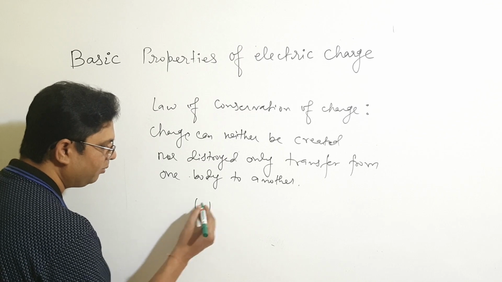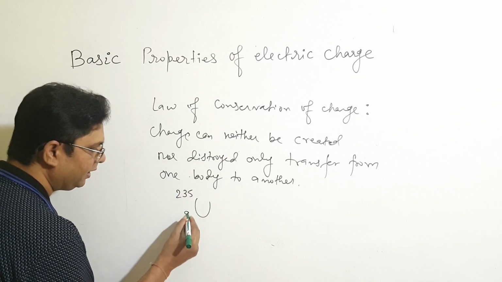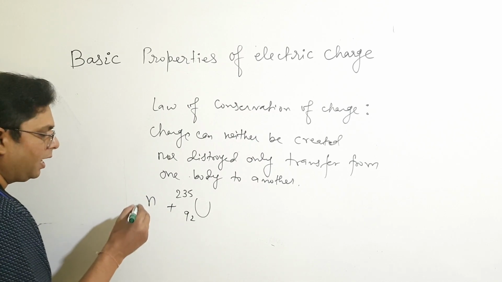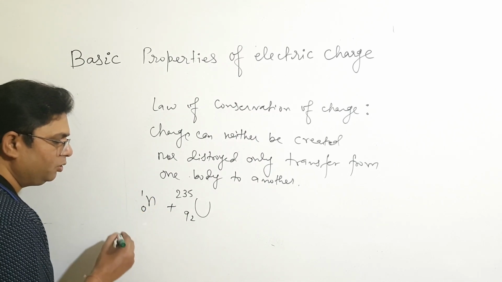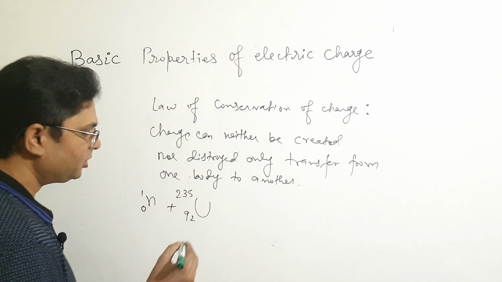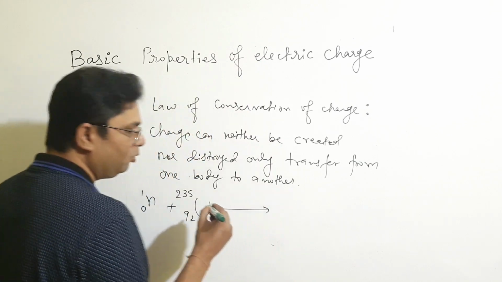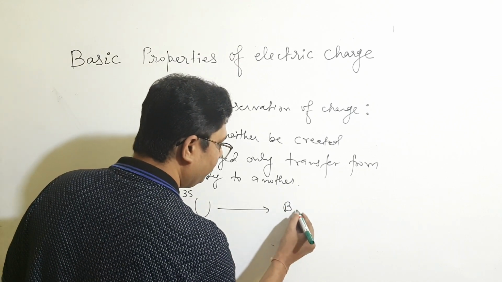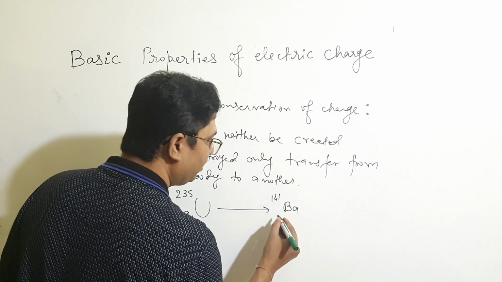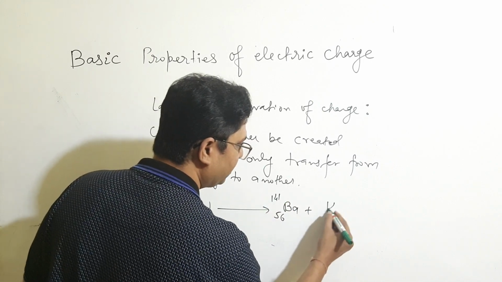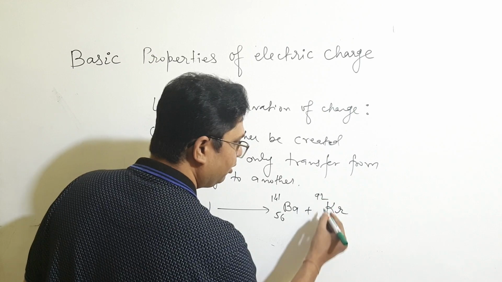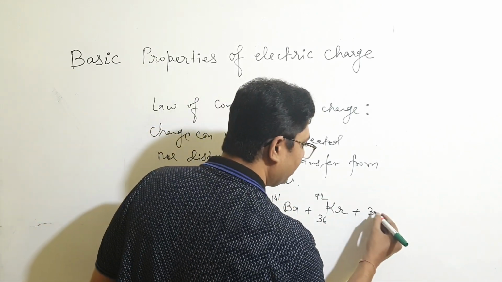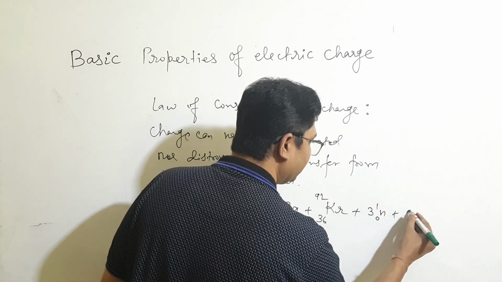Suppose we have uranium 235, 92. This is bombarded with a slow moving neutron having mass 1 and charge 0. This is a nuclear fission reaction. Then we know that two intermediate nuclei will be formed. They are barium 141, 56 plus krypton 92, 36 plus 3 neutrons, 3 n 1 0, plus energy.